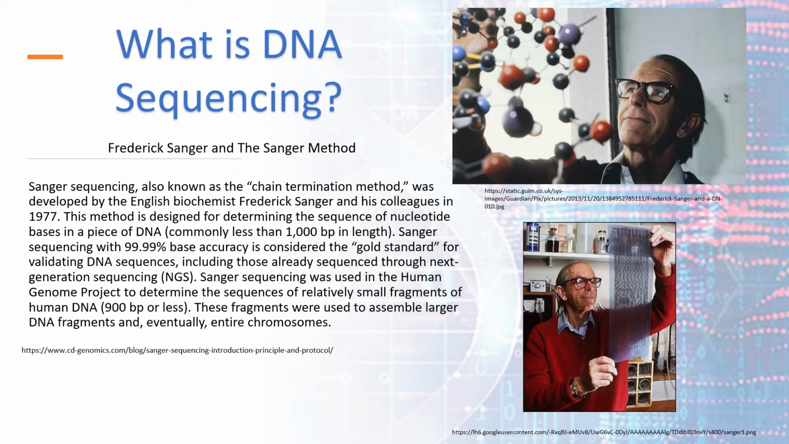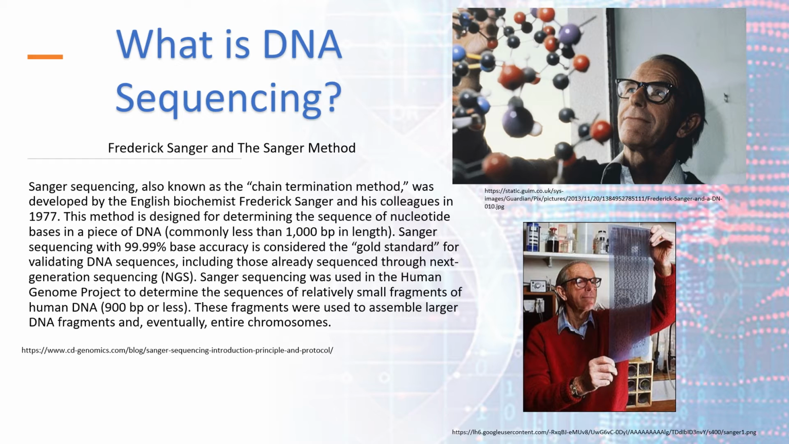To start off, we're going to go over what is DNA sequencing. Well, to figure that out, we have to look at Frederick Sanger and the Sanger method. Sanger sequencing, also known as chain termination method, was developed by the English biochemist Frederick Sanger and his colleagues in 1977. This method is designed for determining the sequence of nucleotide bases in a piece of DNA.